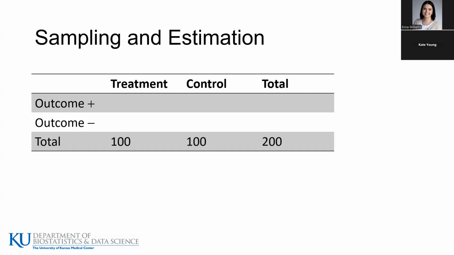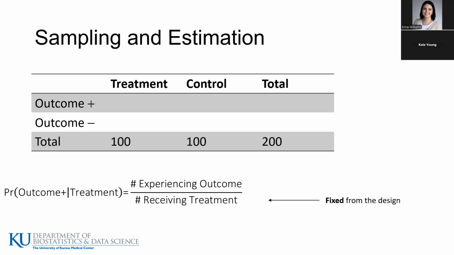So let's look at a hypothetical randomized controlled trial where we have a treatment group and a control group. If we have 200 patients in our study and we randomize 100 to the treatment and 100 to the control, we often want to understand the chance of experiencing a positive outcome as a function of which treatment was received. So in this case, our outcome would be the proportion of patients who experience an outcome over versus the patients who received the treatment.